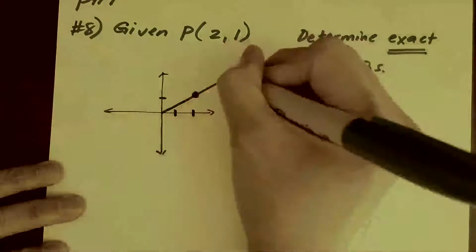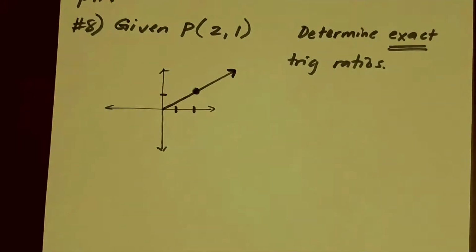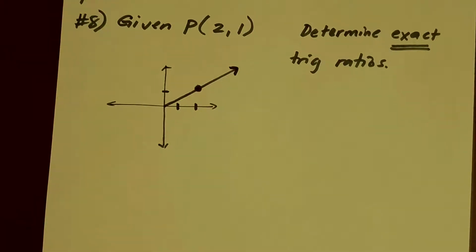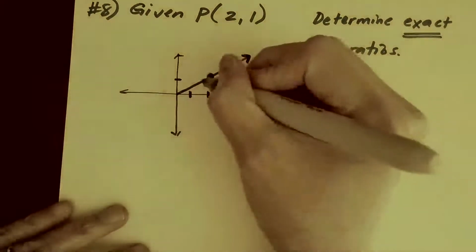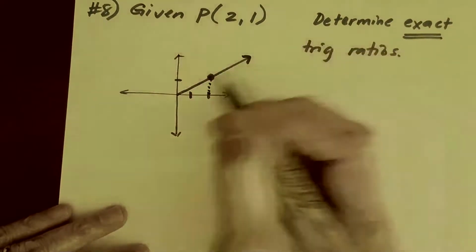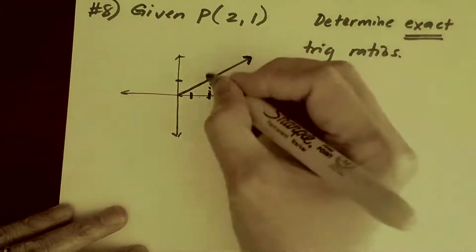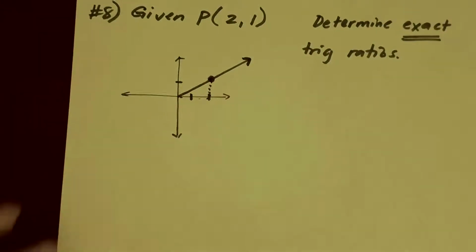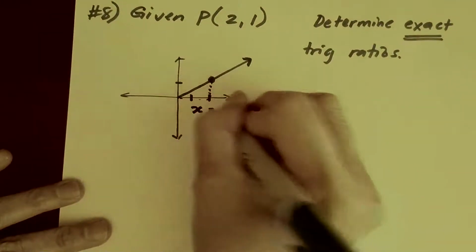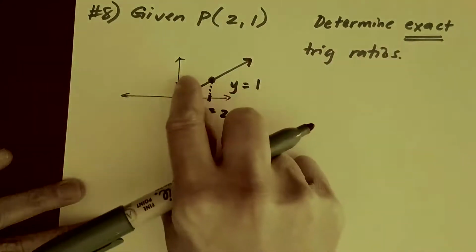So that's our point, and the terminal arm goes through that particular point. What does that mean? It means that we can drop that line here. So we know the y is 1 and the x is 2, x equals 2, y equals 1.